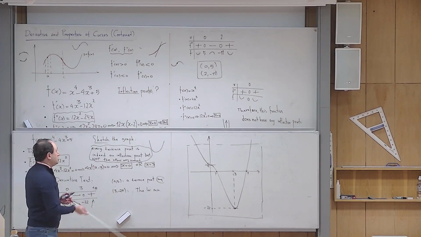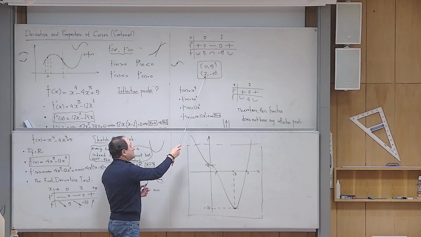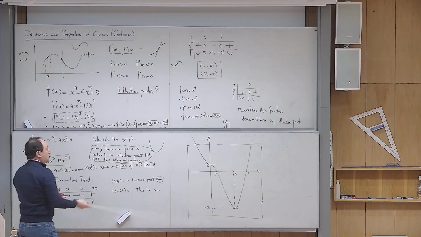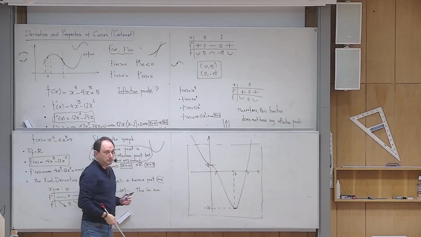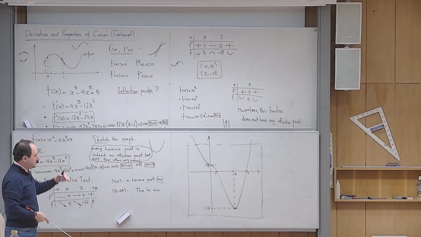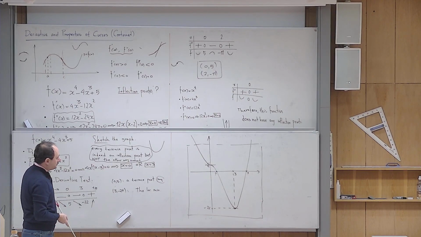Exactly. Because if this is going to be a terrace point, it means that when I put the derivative equal to 0, I should also get 2. But I didn't. So this is a real inflection point. By the way, where is that inflection point? Can you see it from this graph?